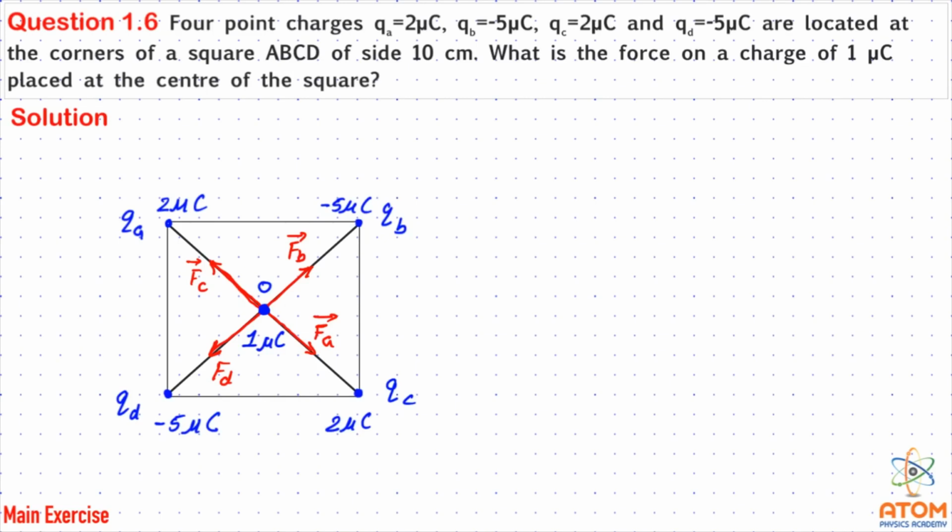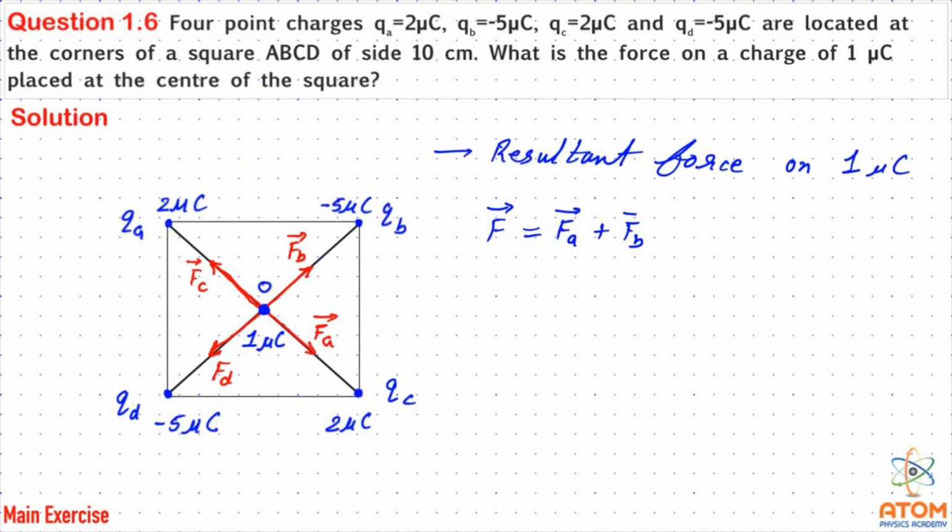So the resultant force on 1 microcoulomb we can write, let us say if we name it vector F, then vector F will be equal to FA plus FB plus FC plus FD. I am putting all this in vector form, you can see.